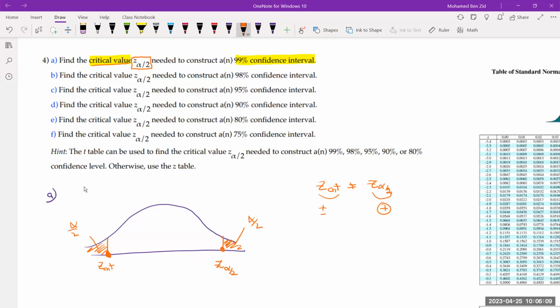So how are we going to do this? If I know the 99% here, 0.99 in the middle, so 0 is here, 99% there. Whatever is left is 0.01 divided by 2. So alpha is always 1 minus C, C being the confidence level. So 1 minus 0.99, and this is going to be 0.01. This is the value of alpha. If I divide by 2, this is going to be 0.005. So 50 basically, right?